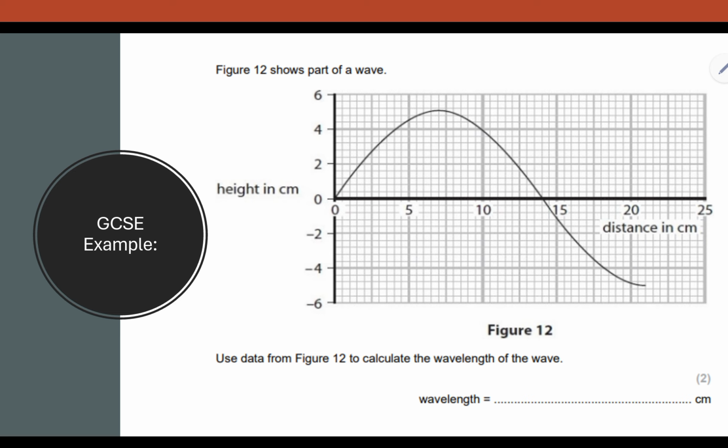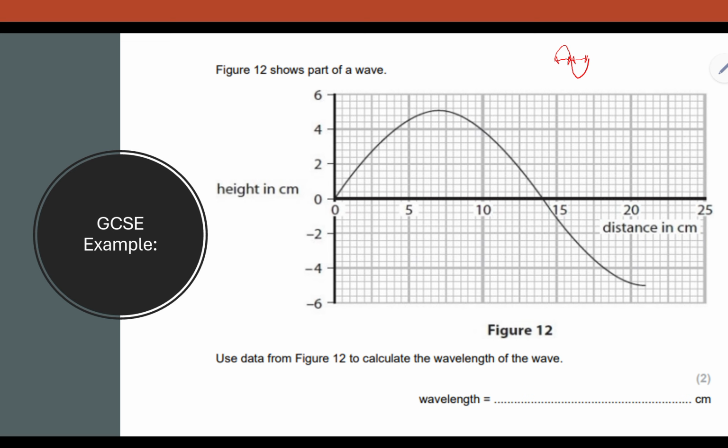So now we go into the GCSE example exam style question, where it states, calculate the wavelength of the wave using figure 12. So we know that one wavelength looks like that. And we can also see that half a wavelength is from there to there, and another half of the wavelength is from there to there. And on figure 12 you can see that the wavelength is incomplete. It's not one whole wavelength.